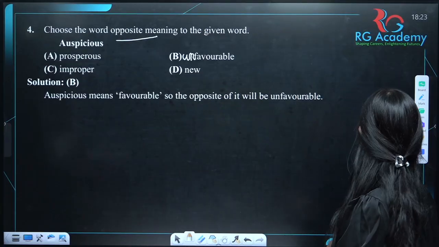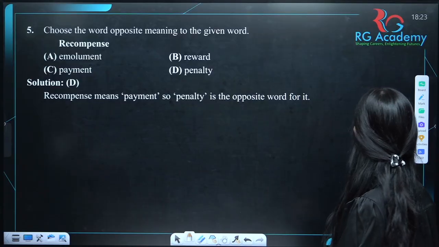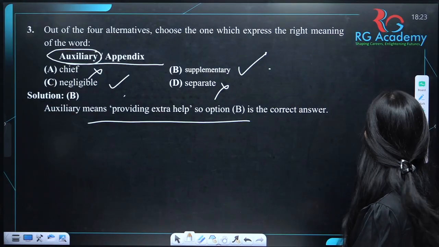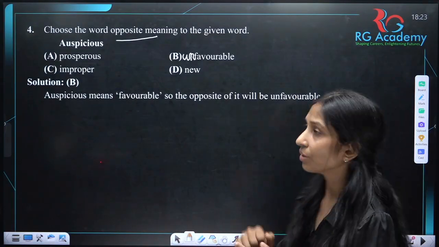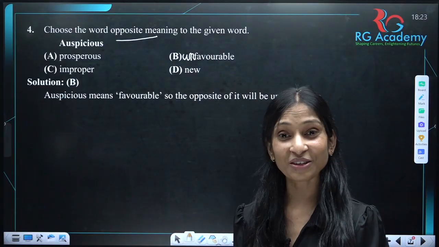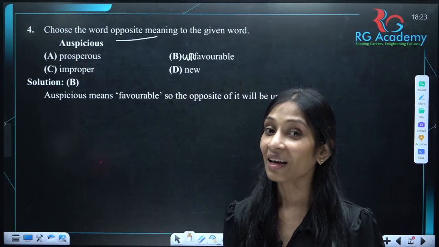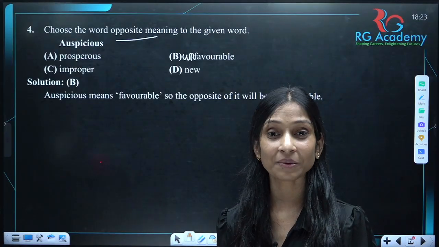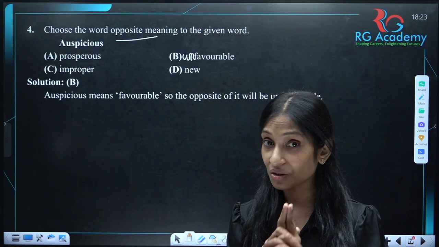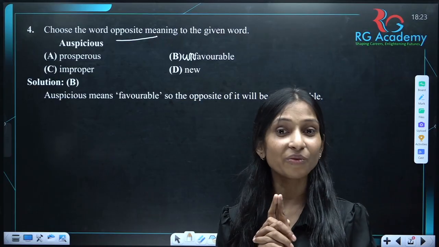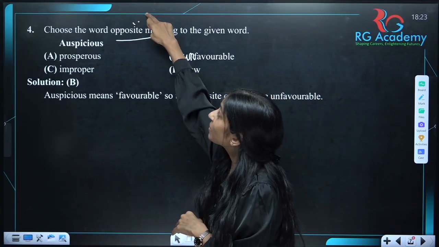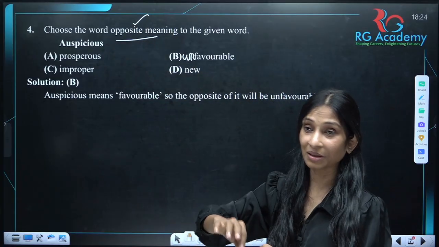Now let us see the third. Okay, we have already taken this question, I guess. Auxiliary. Next question is, choose the opposite meaning of the given word. Now here, the antonym of the word has been asked. You might find synonyms in the options, but as I told you, you need to be very careful while reading your questions. So here, the antonym or opposite of the word given has been asked.